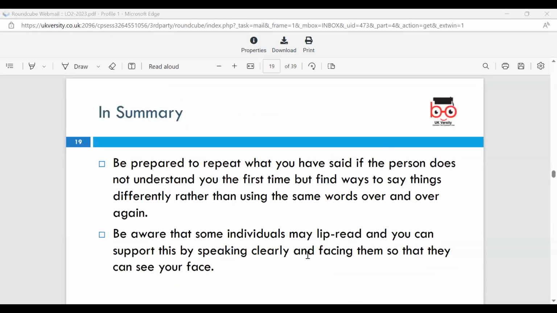So be prepared to repeat what you said if the person does not understand. So that's a summary to this. Your first time, but find ways to say things differently rather than using the same words over and over again. Be aware that some individuals may lip read, and you can support this by speaking clearly and facing them so they can see your face.